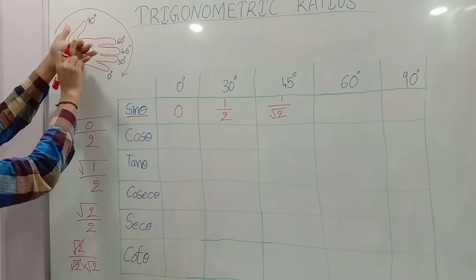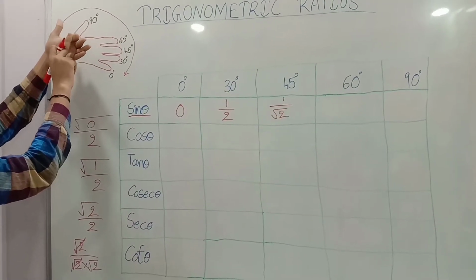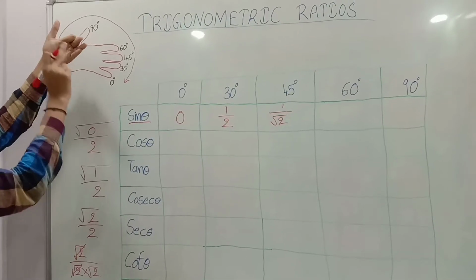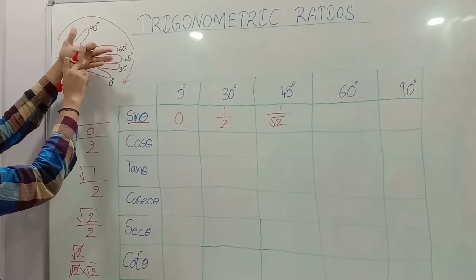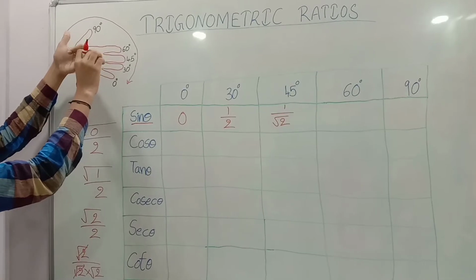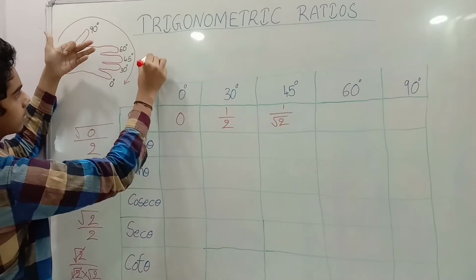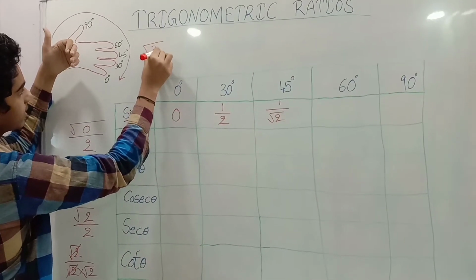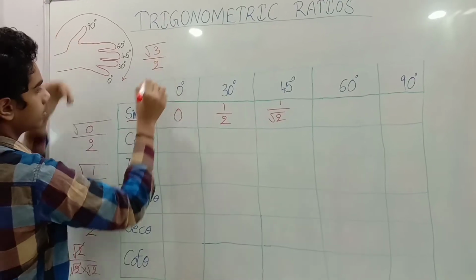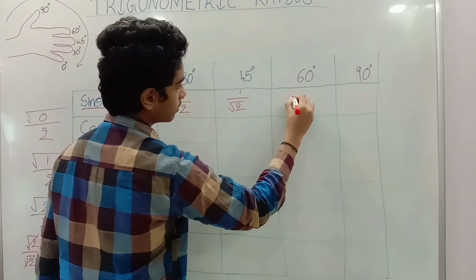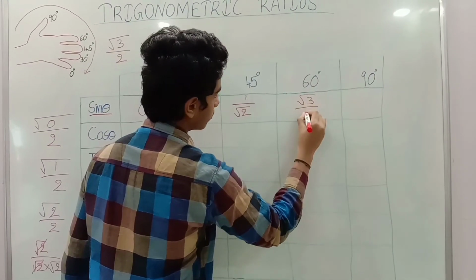Now sin 60. The forefinger is sin 60. So we should close this forefinger and count from thumb to little finger. After closing this finger, we have three fingers left. So the formula is root of fingers left, that means root 3 by 2. So sin 60 value is root 3 by 2.